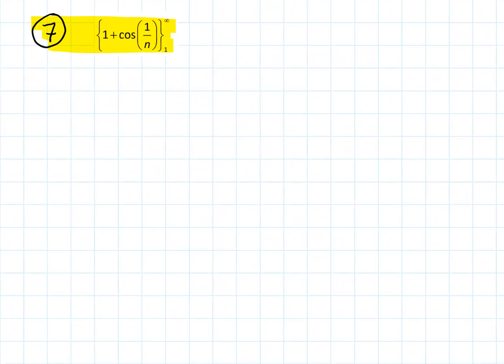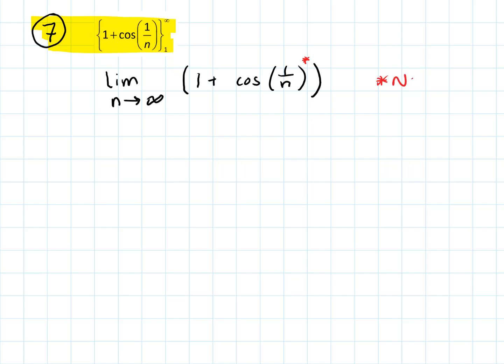What if we were taking the limit of 1 plus the cosine of 1 over n as n approaches infinity? What happens here? Well, we take the limit as n approaches infinity of 1 plus the cosine of 1 over n. So what happens as we approach infinity? Well, notice that cosine is a continuous function. So note here that the cosine of x is continuous.